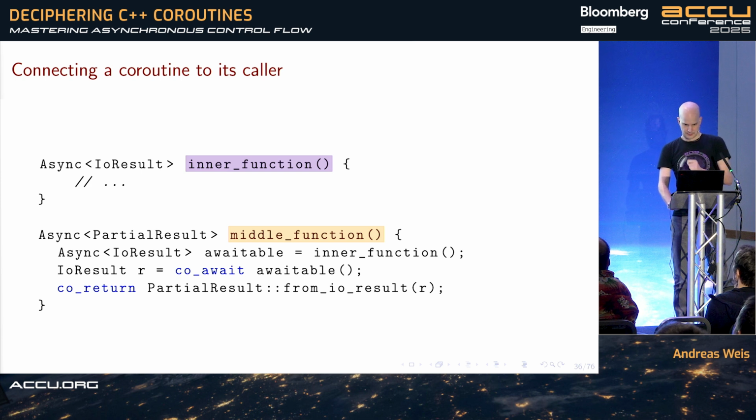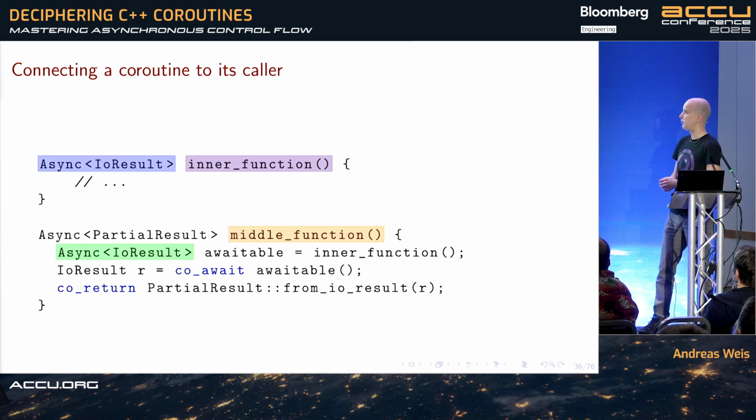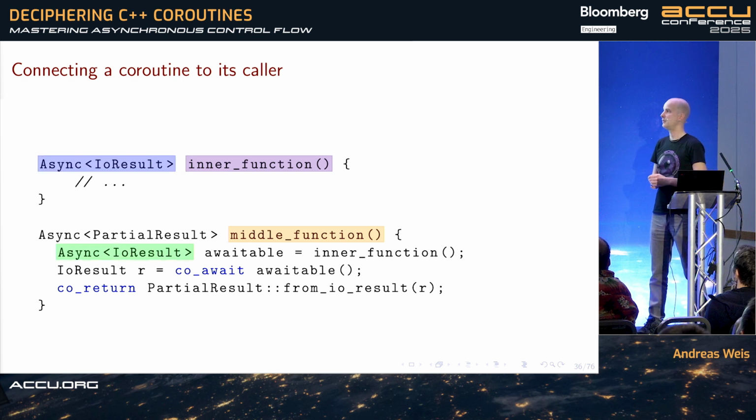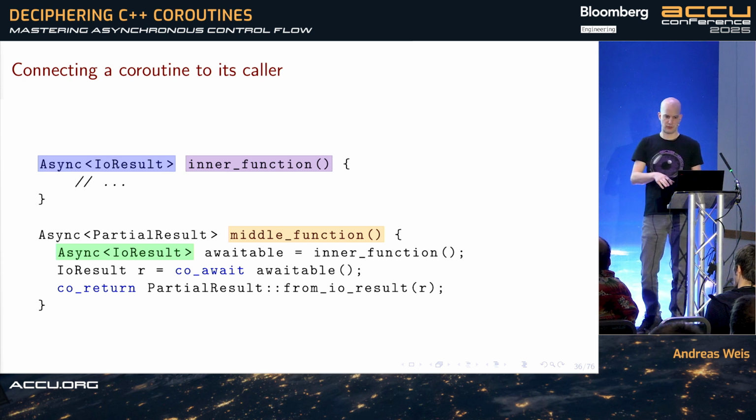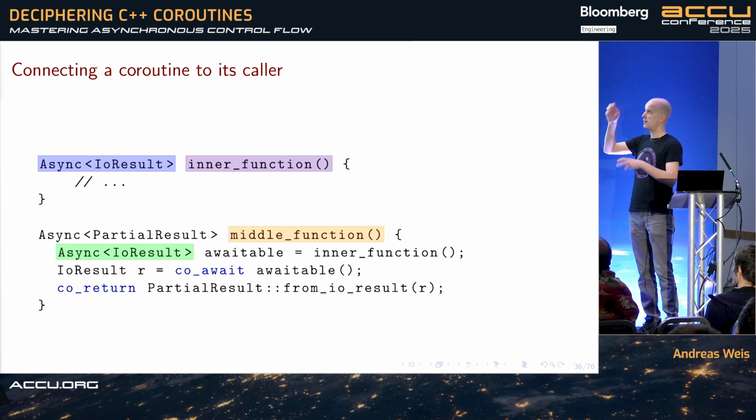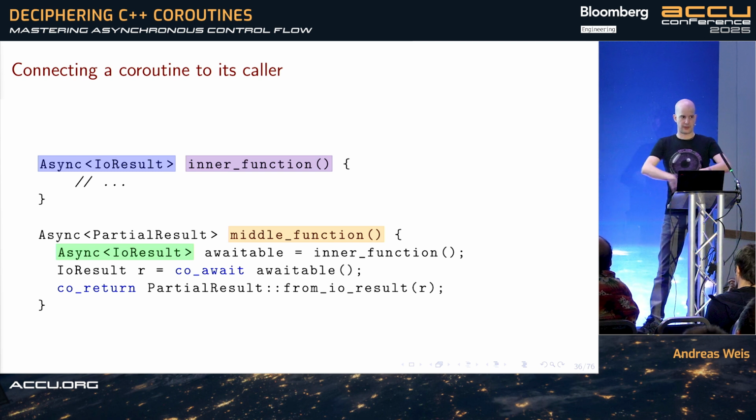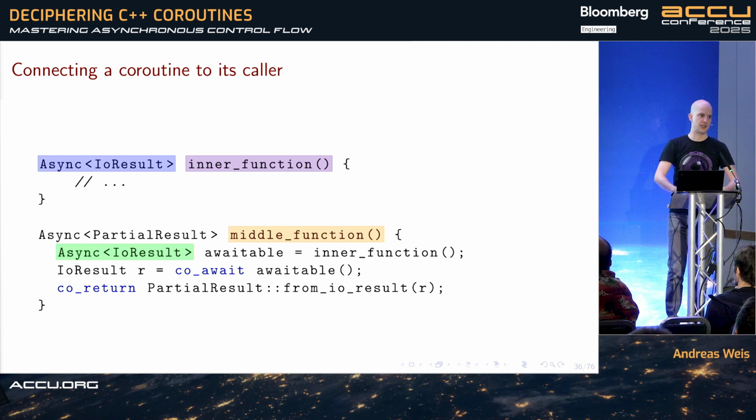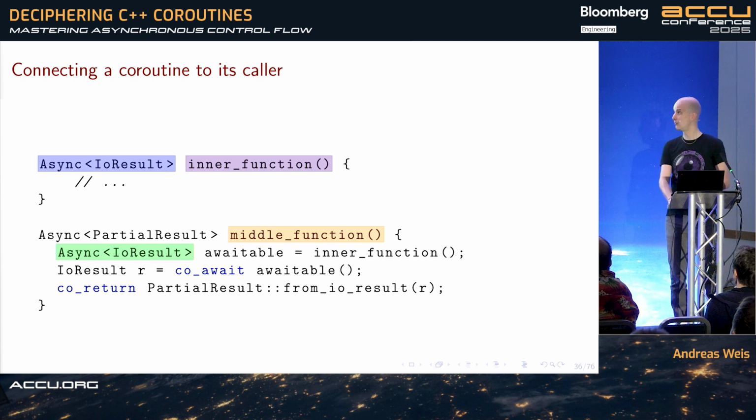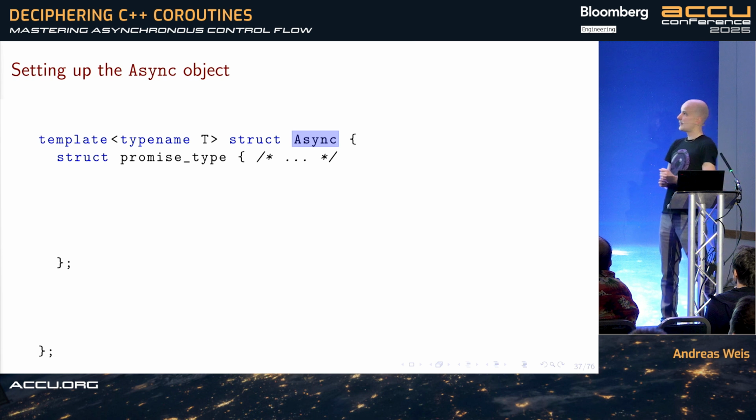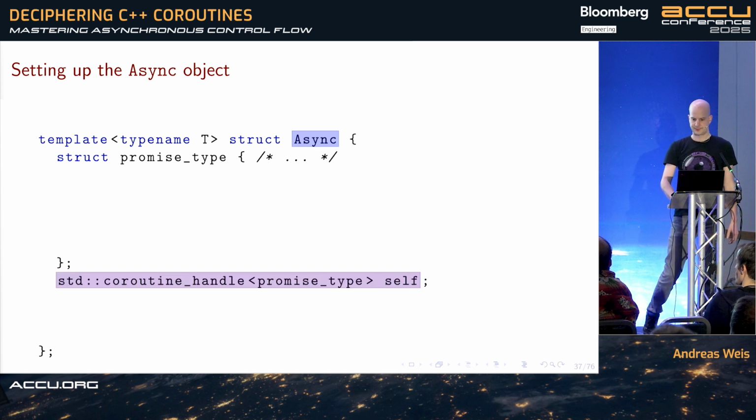As we saw before, the async plays two roles here, and we're going to start by inspecting those two roles in isolation. We're going to start with the role that it plays for the inner function. In the context of the inner function, the async is a return object of that coroutine. So what do we need there? The return object needs to specify the promise type.